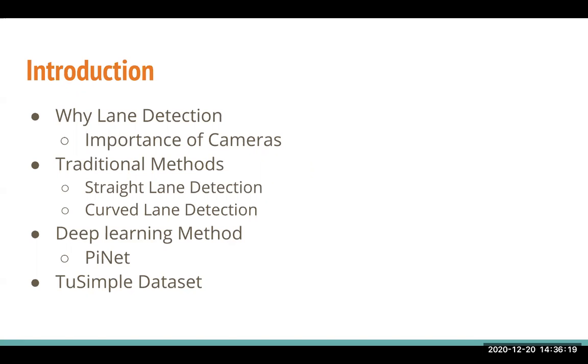Two are traditional methods, using Canny edge detection or a sliding window algorithm to detect straight and curved lanes. And another method is a deep learning model called PINet, which consists of several stacked hourglass modules. The dataset we use is the TuSimple dataset. We have detailed information about it in the next few slides.